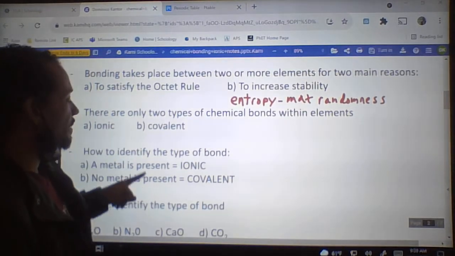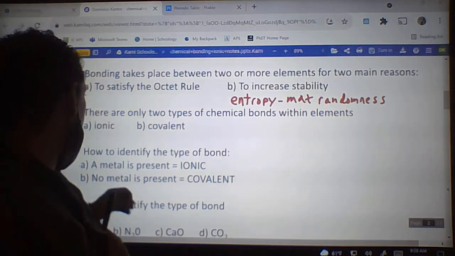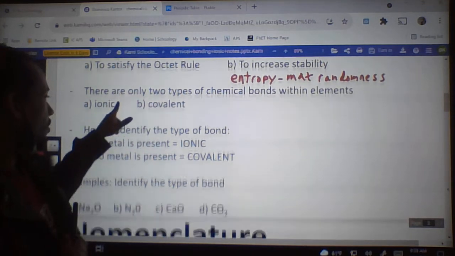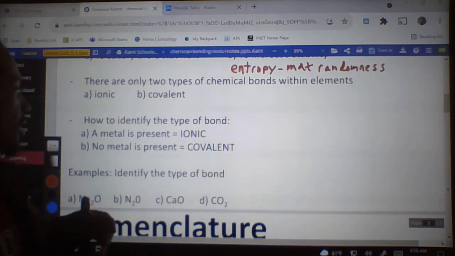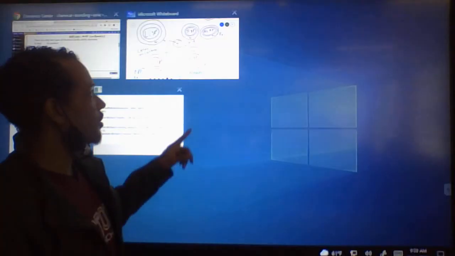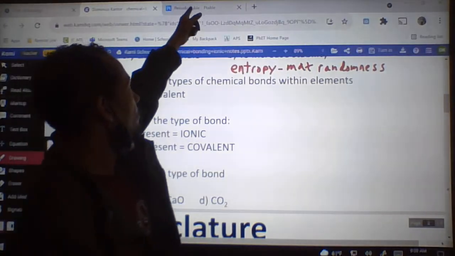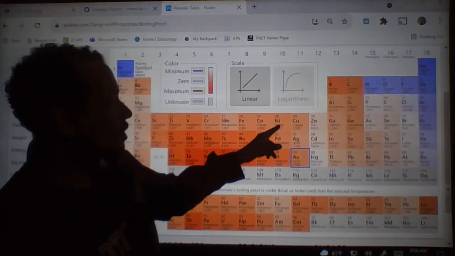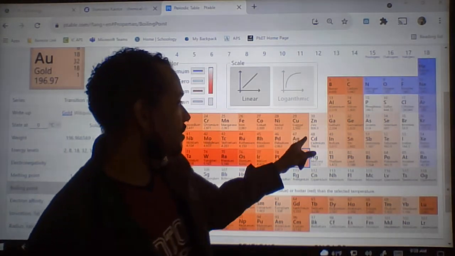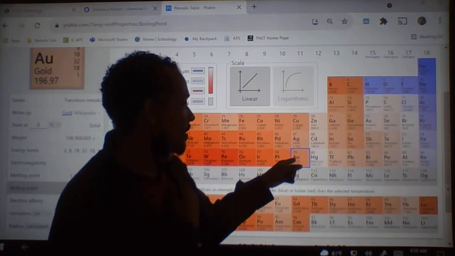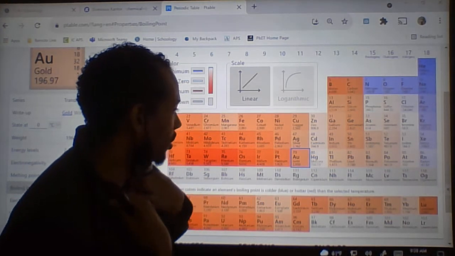All right, and then the two types of bonding that we'll be looking at is ionic. We'll also be looking at covalent. So if I want to know if a compound is an ionic bond, I look for a metal. So over here, metals are typically going to be on the left side. So I look, copper is a metal that's in our electrical stuff. Silver, I can wear that on my necklace. I can have a gold necklace or a gold tooth.